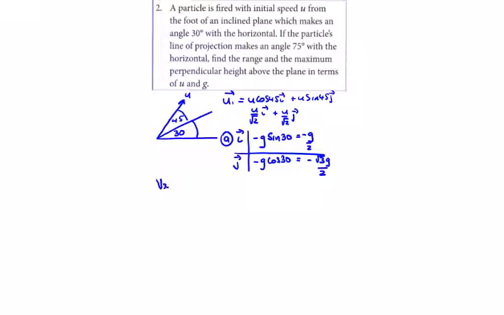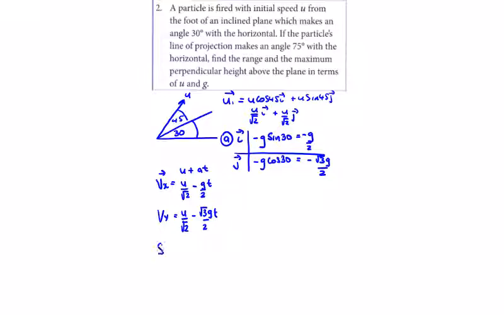My velocities: v of x is going to be u plus at. So u over root 2 minus g over 2 times t, and the velocity in the y direction is going to be u plus at, u over root 2 minus root 3 g over 2 times t.